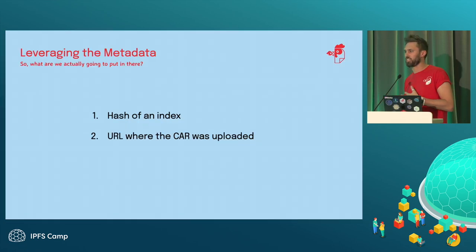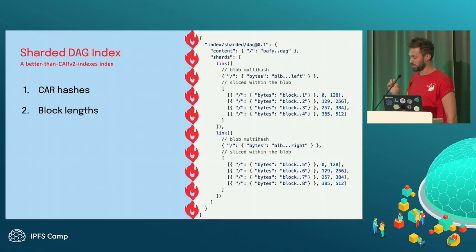So what we want to do is leverage that metadata to store more information about the CID or the CAR that we're working with. That is not just a provider record. We want to store things like the actual offsets and lengths, for example. So there are two things that we want to store in the metadata: the hash of an index, a special index, we'll talk about that in a sec. The second thing is a URL where that CAR was uploaded, literally just wherever it ended up. And that is just a dumb server somewhere in the decentralized network that you can make byte range requests to, basically, to extract blocks.